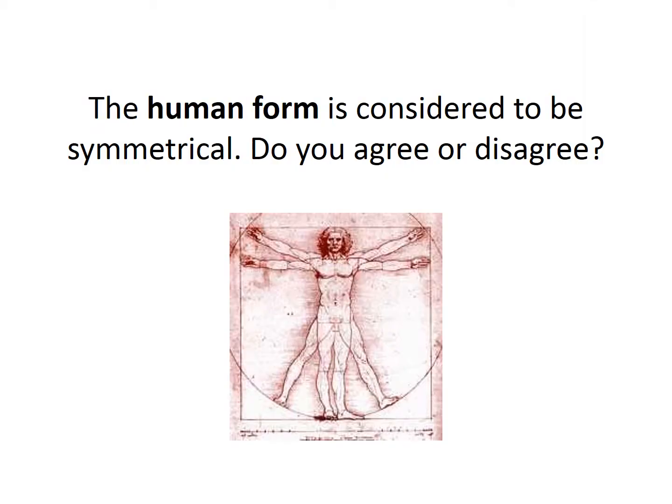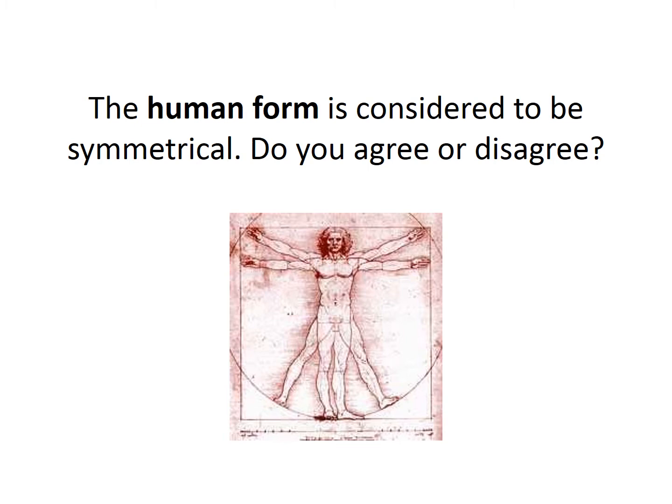This is the Vitruvian Man. This is really fun. Leonardo da Vinci came up with this guy, talking about how the human form is symmetrical and how it can relate to architecture. That's a whole other art history topic for later. I'll include a document along with this, an article you can go check out about the Vitruvian Man. But the human form is considered to be symmetrical.